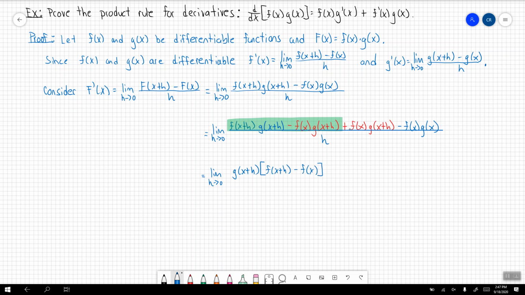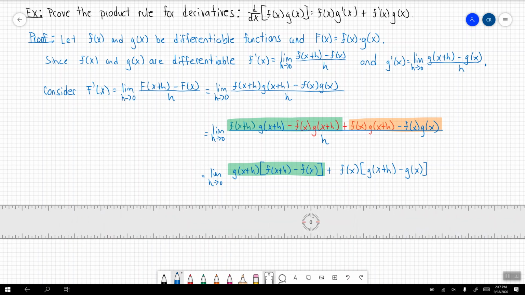For the second term, plus, I'm going to see what they have in common there. The second piece is f of x times g of x plus h minus f of x times g of x. And again, I'm going to factor out what they have in common, which is an f of x, and multiply by what remains: g of x plus h minus g of x. And this is all being divided by h.